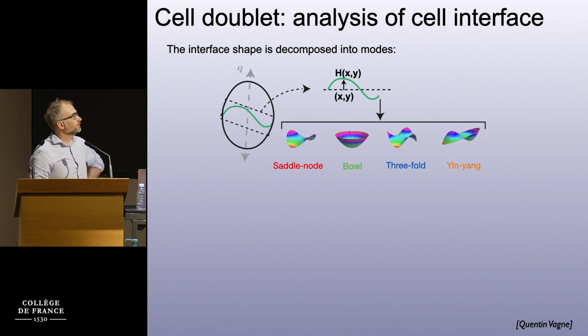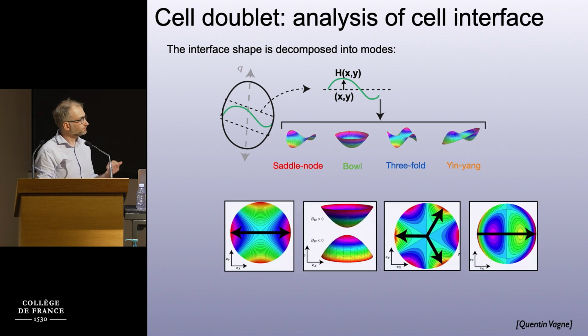And so with Quentin, we played a little bit around decomposing the interface shape on a circle. And we used polynomials to define a set of modes: a saddle, a ball, a threefold, which is also called a monkey saddle, because a monkey could sit on it with its tail here, and a yin-yang mode, which we call like this because if you have this deformation mode and you look at the doublet rotating, it looks like a yin-yang. The nice thing is that these modes have different symmetries. The saddle is characterized by a nematic order. The ball is rotationally symmetric, so just a scalar.